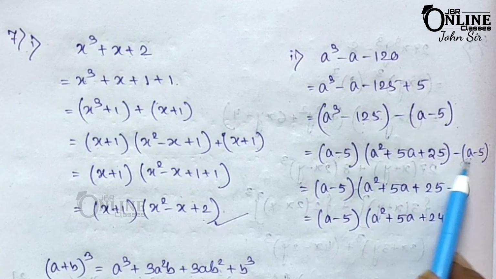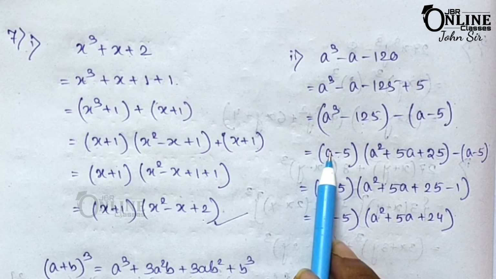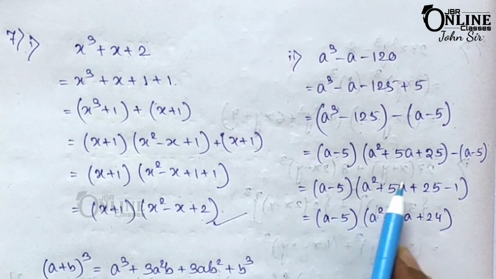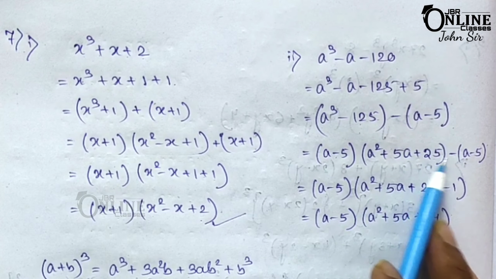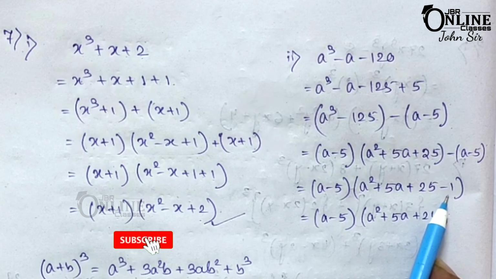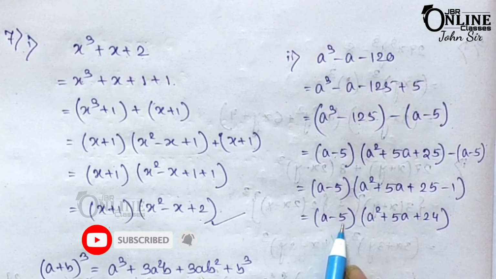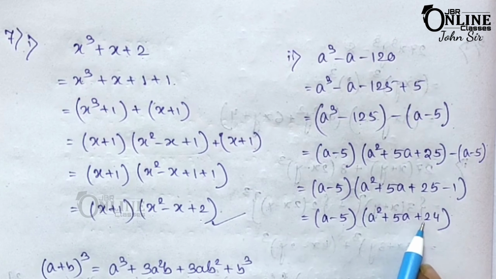Now in the first part and the second part, a minus 5 will be common. So write down a minus 5 first, and then write down a square plus 5a plus 25, then minus, and then that equals 1. So the final answer is a minus 5 and a square plus 5a plus 24.